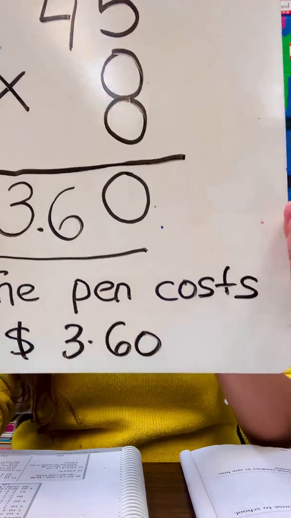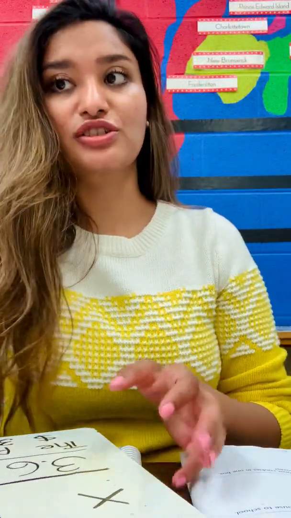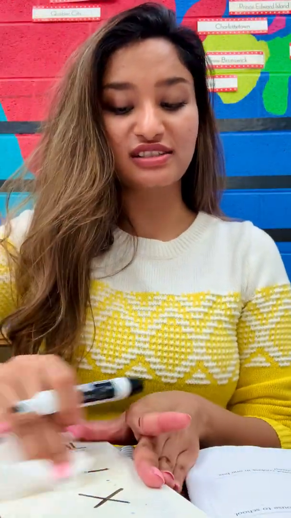Okay, let's get to our next question. So our next question is, Matthew took 20 minutes to walk from his house to school. He reached at 7:10 a.m. What time did he leave school?